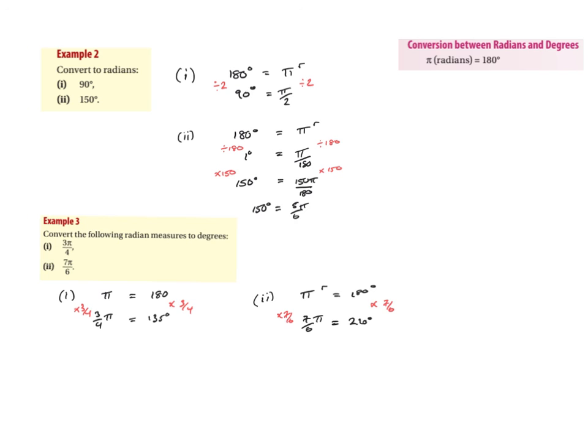The most important thing to remember when changing from radians to degrees is the fact that pi radians is equal to 180 degrees. Once we have that, you can see from here, here, and here, we can work out anything that we want.